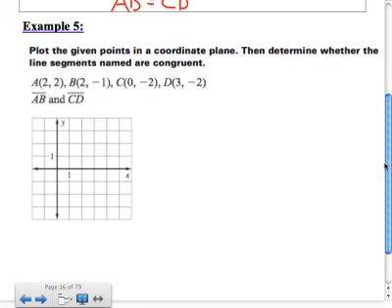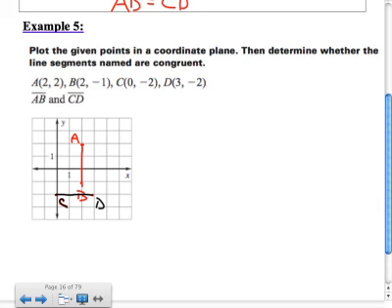It says plot the given points in a coordinate plane. Determine whether the line segments named are congruent. Point A is 2, 2. Point B is 2, negative 1. So there's A and B. And then C is 0, negative 2. And D is 3, negative 2. I should have done this in a different color. There we go.